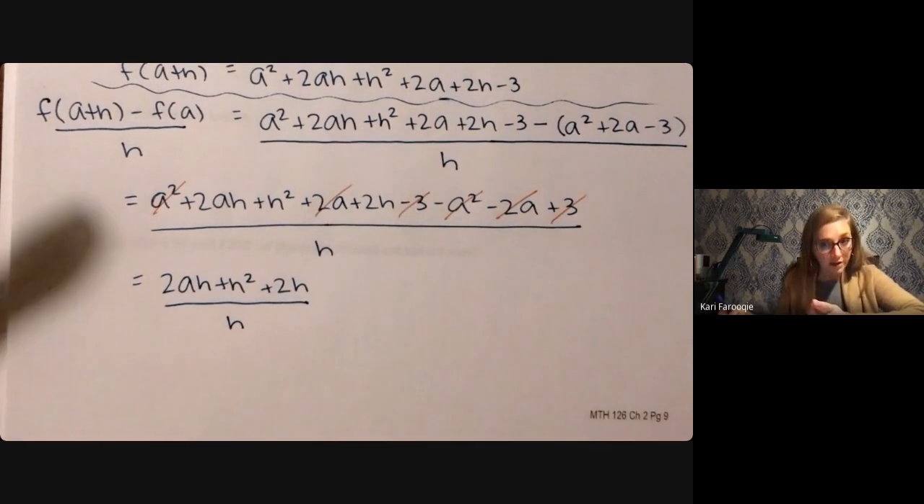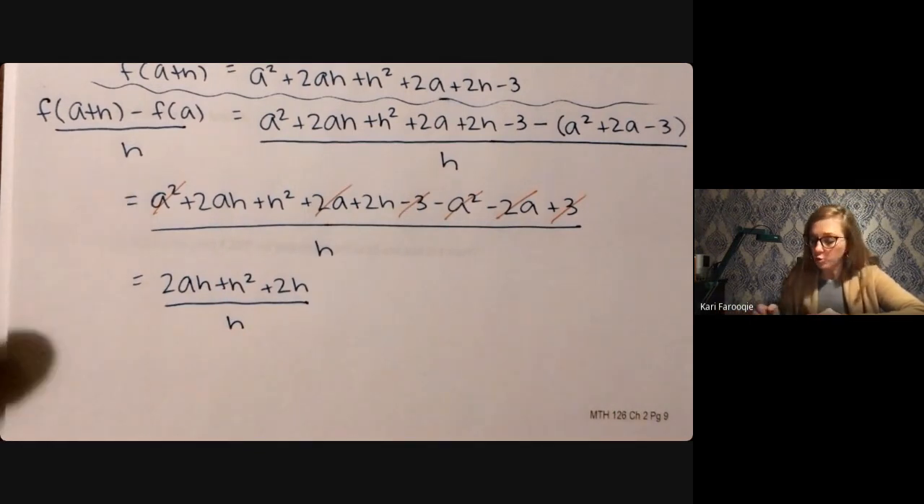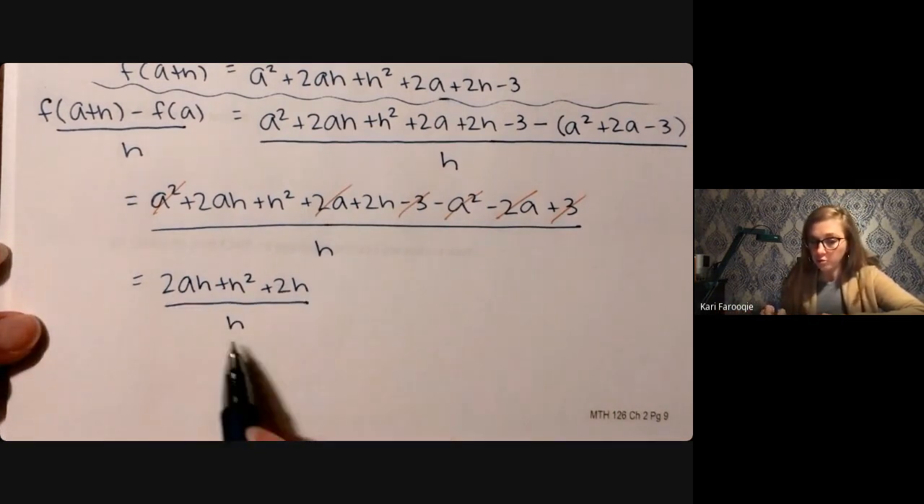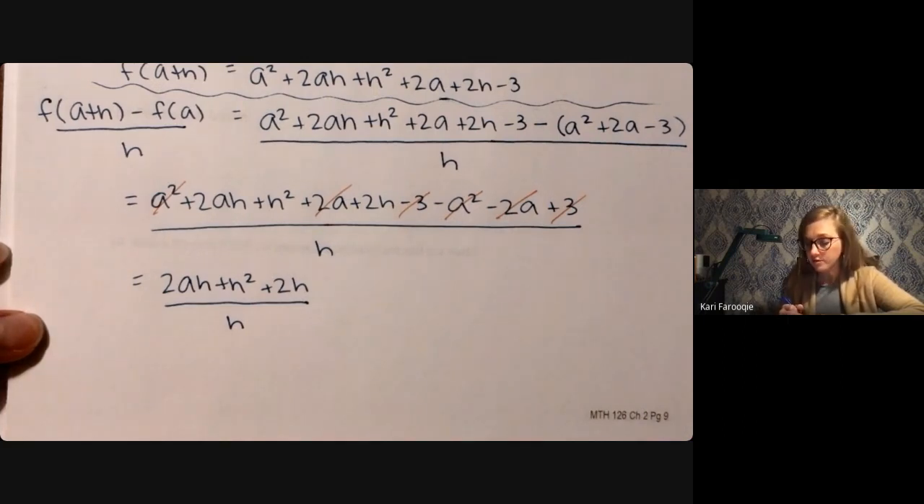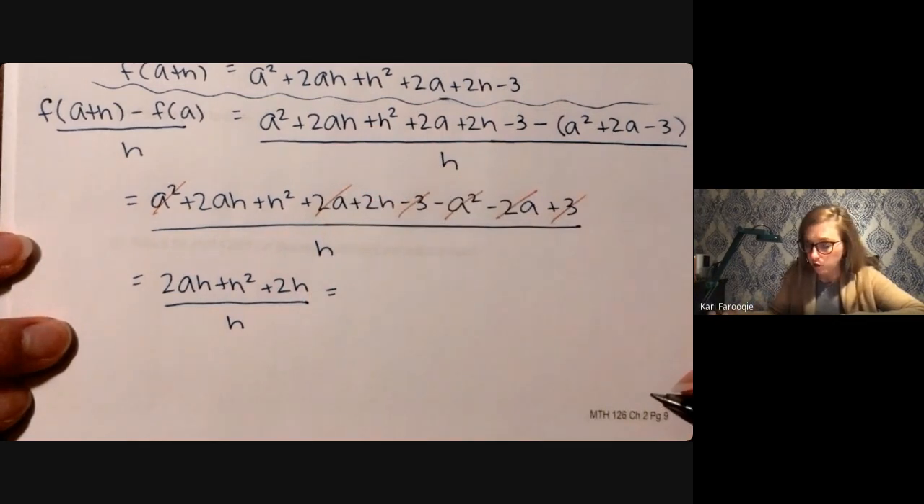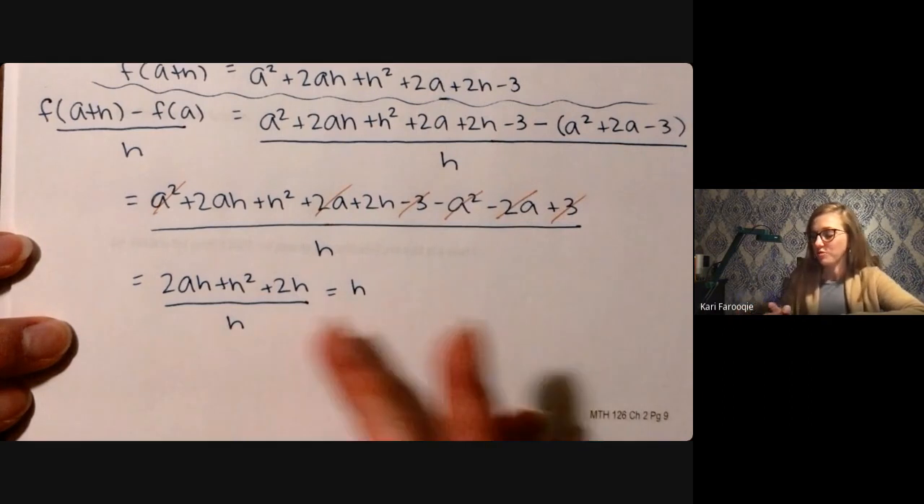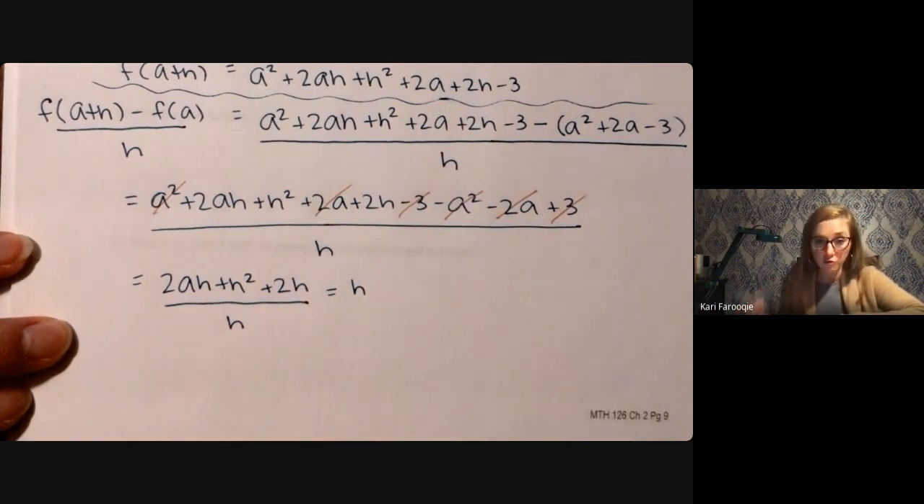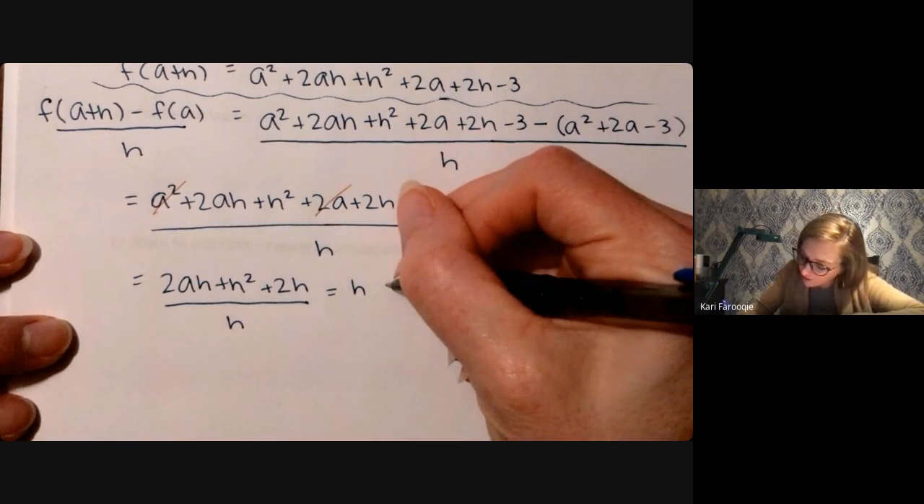Now, there's one last thing you need to do to simplify. Notice that every single term here has a common factor of h. I can cancel it out. If you're not sure about when you can or can't cancel between terms, I'll tell you that you can never actually cancel between terms. But as long as you can factor a quantity and then cancel out the common factor, then you can technically, I guess, cancel between terms.